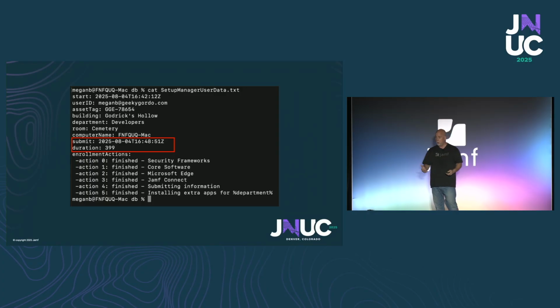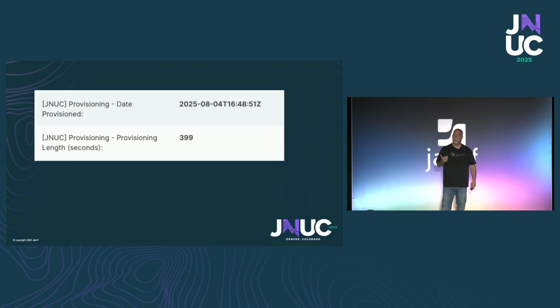He wanted to know how long it took. And so he wrote an extension attribute. He actually wrote 2 extension attributes. One to pull in the date that the device was born, and the second one to pull in that provisioning length. How long did it take to build that device?